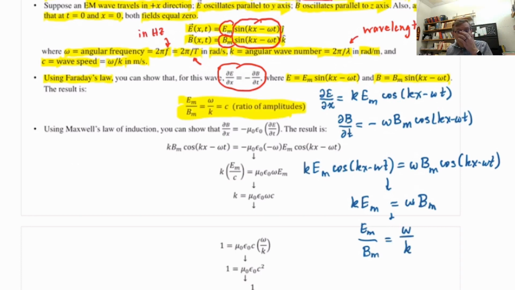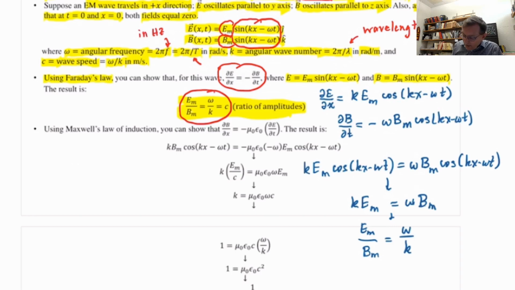That's the ratio of the amplitudes of the two waves, the electric wave amplitude, E max, and the magnetic wave amplitude, B max. And that ratio is now, I've learned, fixed. It's equal to the ratio of the angular frequency of the waves, omega, to the angular wave number, k. But that ratio is equal to the speed of the wave, little c. So that's a very important relationship. E max over B max is equal to c.